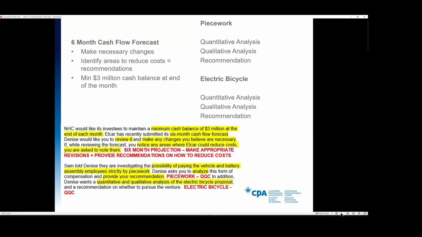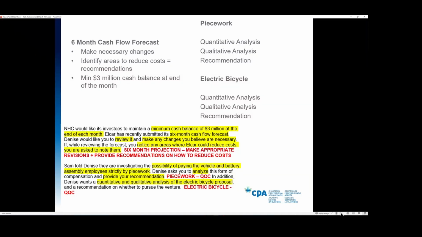So the next few paragraphs, there's actually three assessment opportunities. So the first one, my heading is 6-month cash flow forecast. And what they're asking us to do, again, I'm breaking it down, putting it in bullet points so I make sure that I do everything they're asking me to do. I need to make the necessary changes. I need to identify the areas to reduce costs, which means I need to provide recommendations. And a very important relevant case fact is that they need to maintain a minimum of $3 million cash balance at the end of each month.